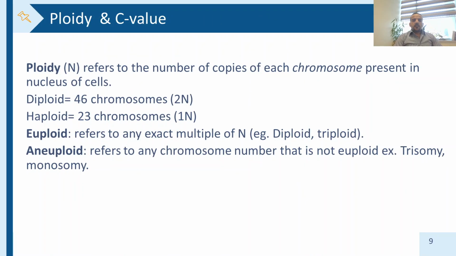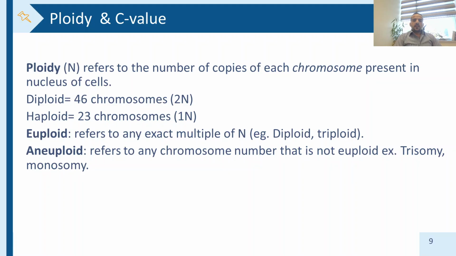هسه عندنا مصطلحين من المهم يعني كلش تفتهموهن. المصطلح الأول هو البلويدي or N. البلويدي refers to the number of copies of each chromosome in the nucleus. مو قلت لكم أني بالخلية أكو 23 pair of chromosome. From each chromosome we have two copies. يعني مثلا chromosome number 1 بيه 2 copies, chromosome number 15 بيه 2 copies. فالبلويدي refers to the number of copies of each chromosome.